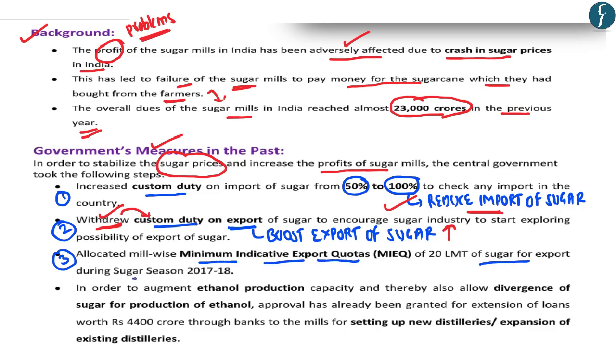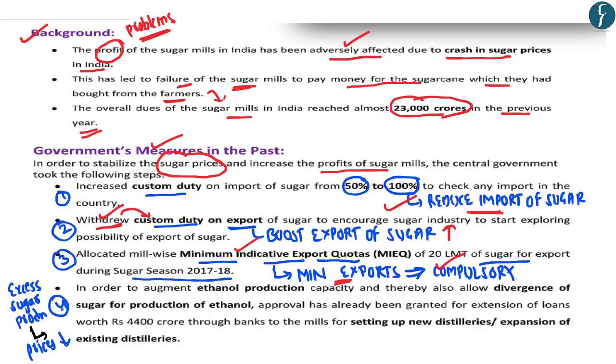Now, coming to the third measure, the government had allocated a mill-wise minimum indicative export quota of sugar for export during the sugar season 2017-18. What this means is, under the minimum indicative export quota, the government made it compulsory for all the sugarcane industries in India to export a certain minimum quantity of sugar.